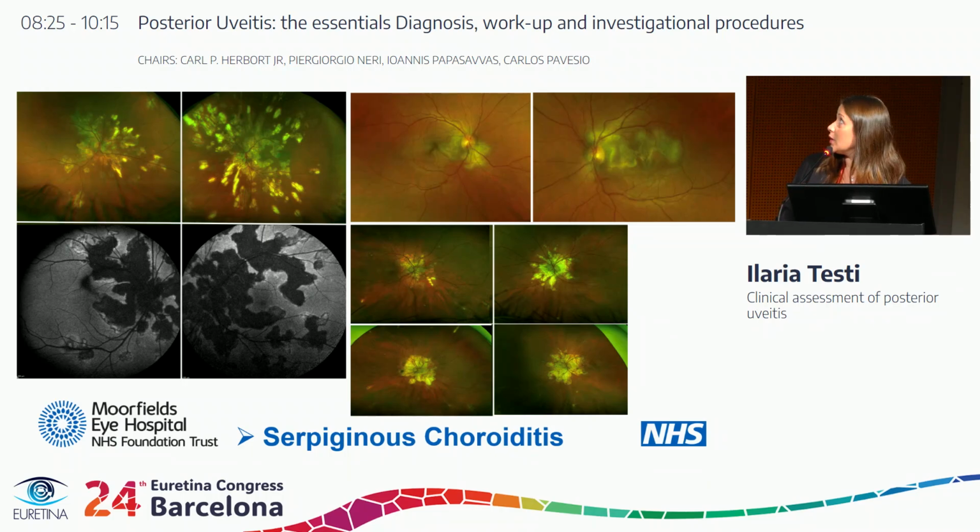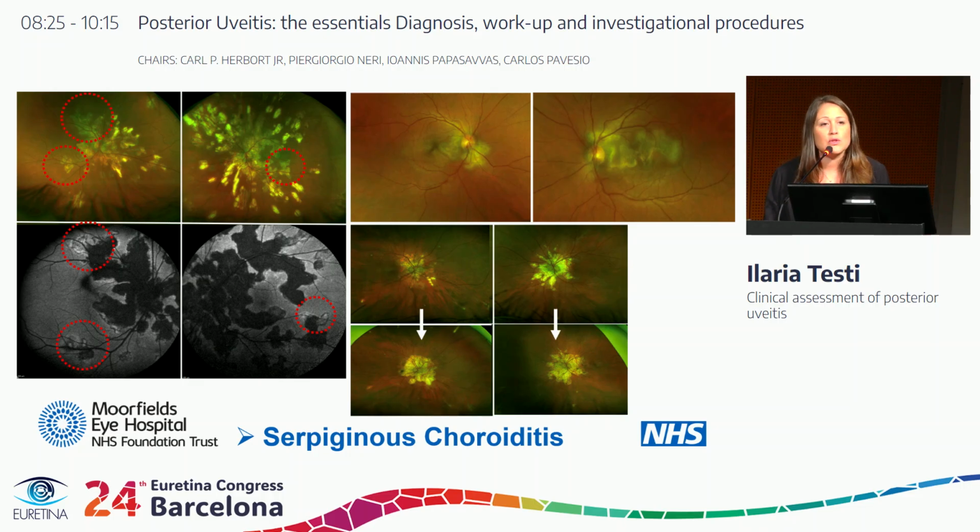If you look at the picture on the top right, you see the lesions classically start in the peripapillary area, and then they progress in a serpiginous, serpentine way, okay? You can see here lesions with different stages of healing, and you can easily recognize the active lesions that usually occur at the edge of the previous chorioretinal scarring. This disease is usually bilateral, very chronic and aggressive, so patients need immunosuppression.